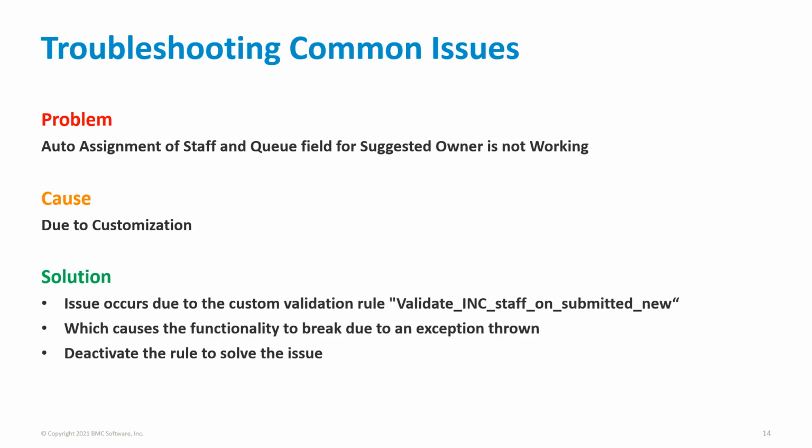I cannot show the demo part for this because that was the customer's custom validation rule created in his org. So you can consider, if there is any custom validation rule and it breaks the functionality, an exception is thrown, then you need to deactivate the rule, which will solve the issue for auto assignment of staff and queue field for suggested owner if it is not working.